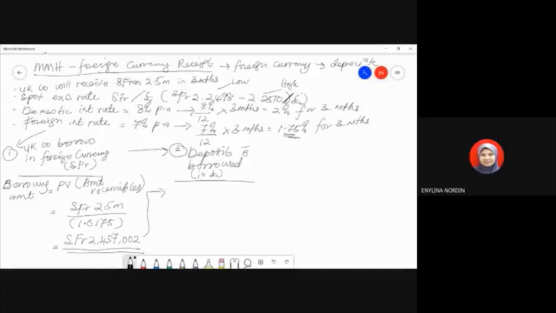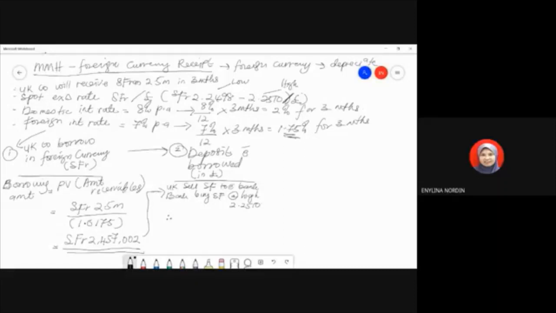Okay, that means what? You borrow in Swiss franc, so the UK company sells Swiss franc to the bank. You bring the money to the bank and then you want to convert into pounds, right? And then the bank will buy the Swiss franc. And then we know that the rule of thumb is what? Bank will buy at high rate. So if it's high rate, that means they can buy at which exchange rate? That is 2.2510.